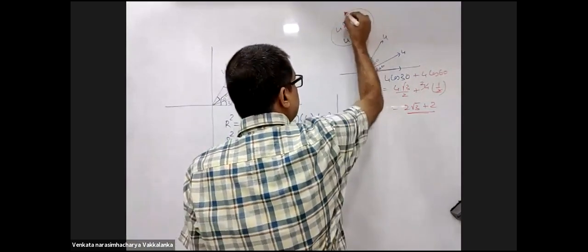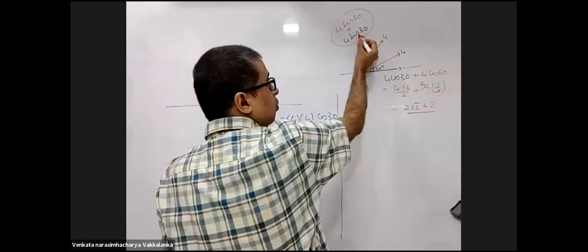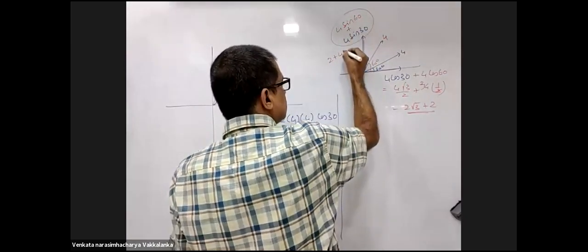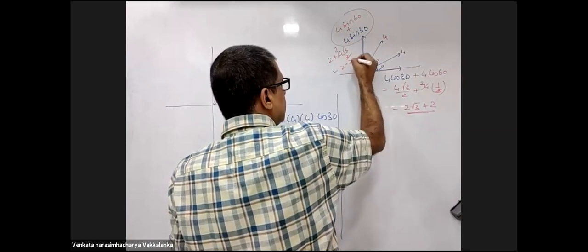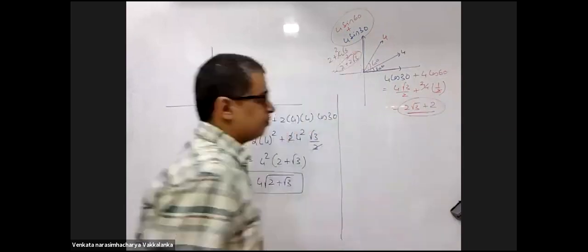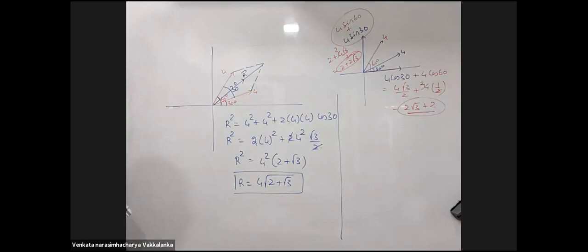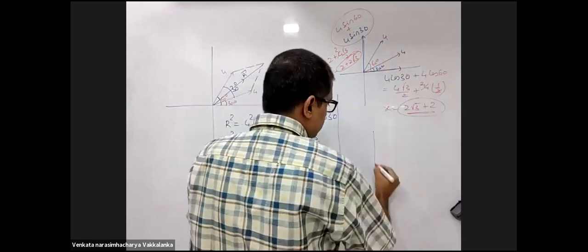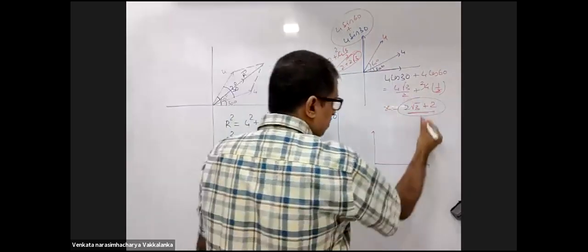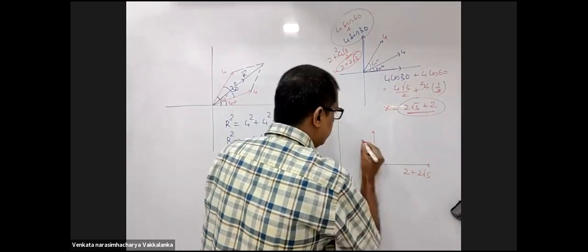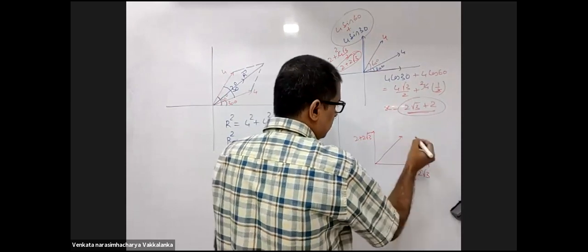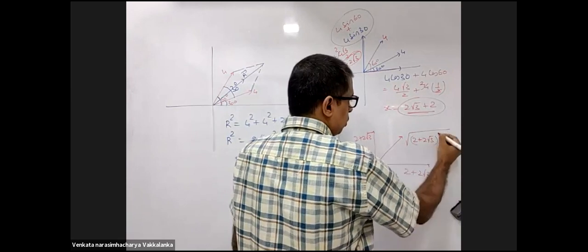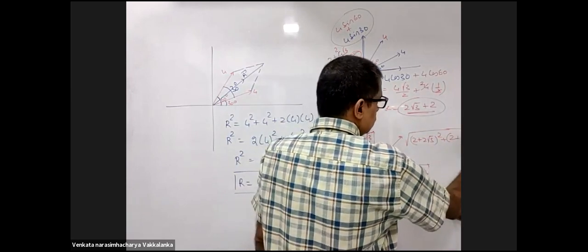Now, what is the y component? 4 sin 30 is 4 into 1 by 2. This is 2. Right? 2 plus 4 sin 60, sin 60 is root 3 by 2. This will be 2 plus 2 root 3. Yes or no? Yes, sir. Now, this is my x component, this is my y component. That means you have converted this problem into 2 plus 2 root 3 here, 2 plus 2 root 3 here. What will be the resultant? Root over of this square plus this square. 2 plus 2 root 3 whole square plus 2 plus 2 root 3 whole square.